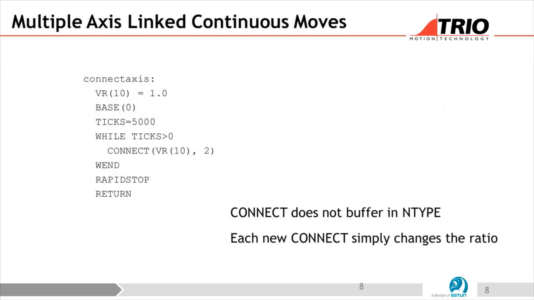Okay, so there's a little program that's quite ridiculously simple. In fact, it doesn't really do very much. But what it does do is put a new value of ratio in every time it goes around that loop. So the connect doesn't buffer up like other moves. When you put a new connect in on the same axis, it simply changes the ratio. So I can update the ratio in VR10 as often as I want, and the program will just update the connect with a new ratio.